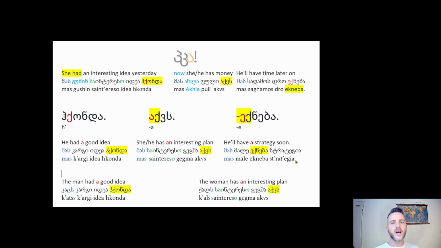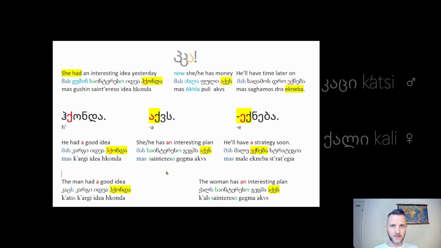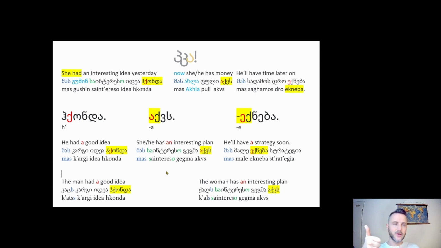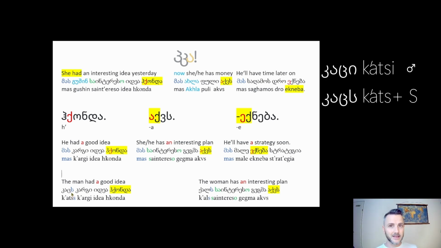I will say, in the case that you want to be specific, that this man had a good idea, or this woman has an interesting idea, then of course you can use the word man and woman, but you've got to add an S. Just like in English, I go, he goes, you have to add an S there. In Georgian, we're going to add it to the man, not the verb. The verb remains the same.